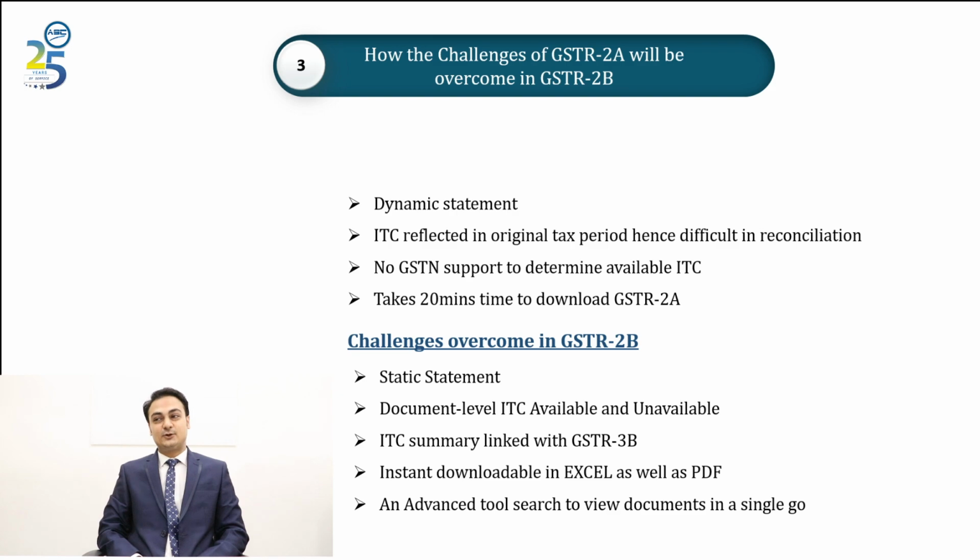On the other side, GSTR-2B is a static statement. It will be auto-generated on the 12th of the next month. Now if my vendor files the March return, it will be reflected in my GSTR-2B by the 12th. After the 12th, my GSTR-2B will not change. The other challenge of GSTR-2A is that there is no GSTN support, or you can say government support, to bifurcate or determine the ITC available, my eligible ITC. But now in GSTR-2B, the government helps us by providing this facility under two tabs: ITC available and ITC not available.